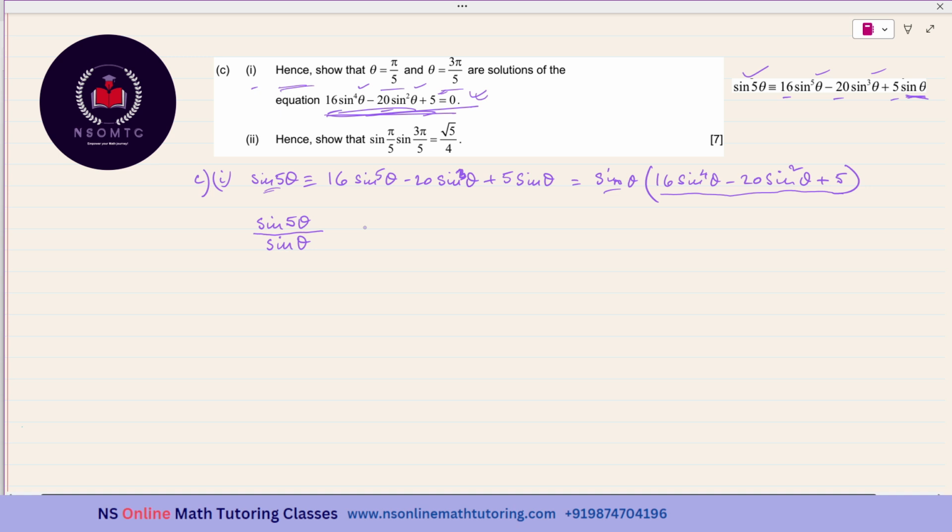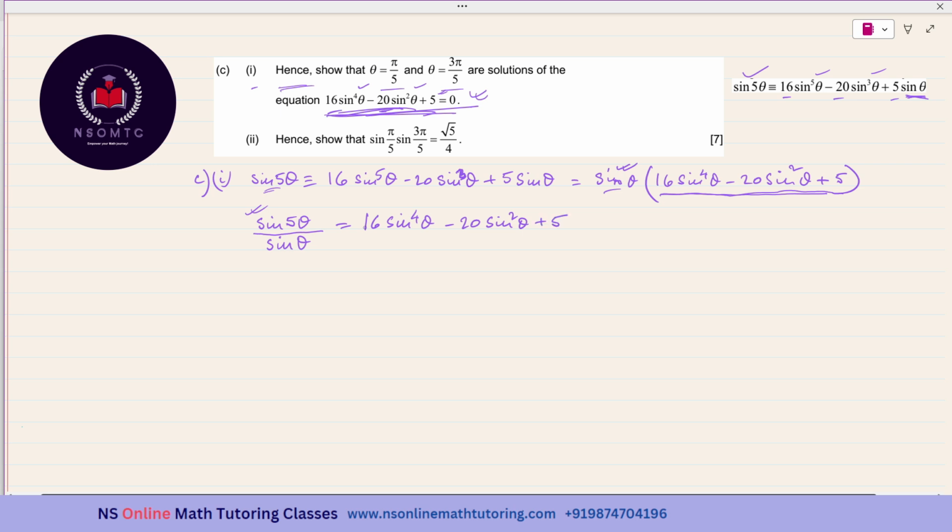That is why I am saying all these. Because you need this part, but you are having this extra part. So you have to get rid of that. So what can you do? You have to divide the entire equation by sine theta. I do not know what to do to this part, but at least I will be getting this portion in one part of the equal to sign. So I'm doing that. 16 sine to the power of 4 theta minus 20 sine square theta plus 5.